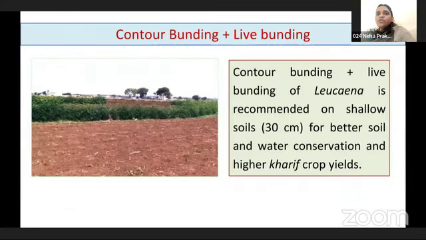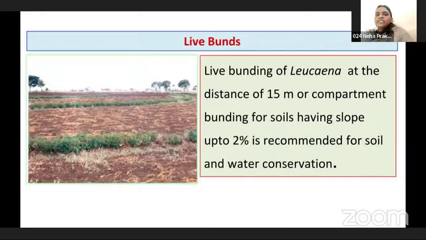Another technology for controlling soil erosion is contour bunding and live bunding. Live bunding means that we cultivate a special crop that is mainly erosion resistant. One example for live bunding is lacuna, an important crop that helps resist soil erosion. In the picture you can see that there is live bunding, which is important for preventing soil erosion from our field.